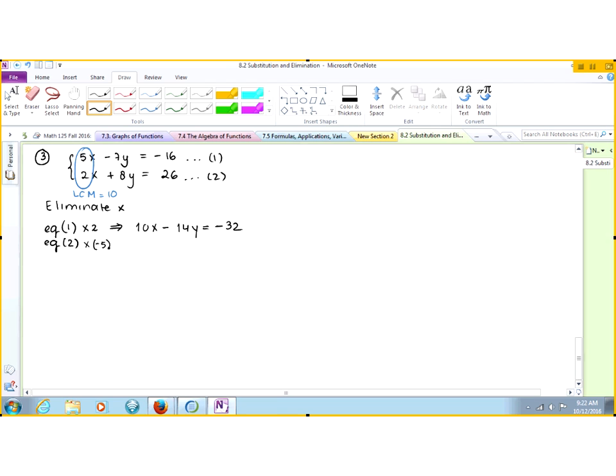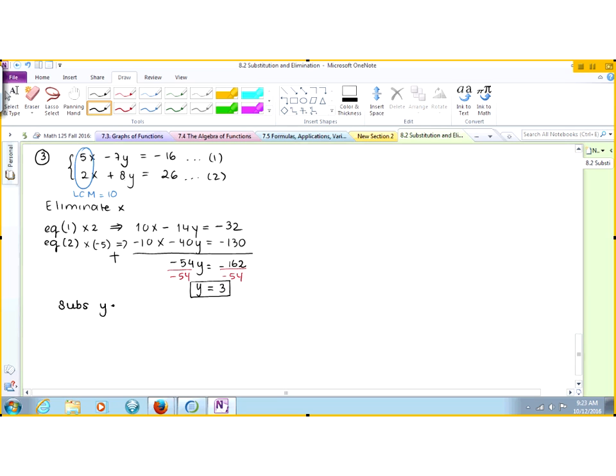So let's see. Where is my negative 10x? Multiply these by negative 5 is negative 10x. Multiply these by negative 5, minus 40y. Multiply these by negative 5. Okay. Then we add. Yes. So the x cancels, and we're left with negative 54y is equal to negative 162. If I divide both sides by negative 54, y is equal to 3, is it? All right. Good. Then what? What next?